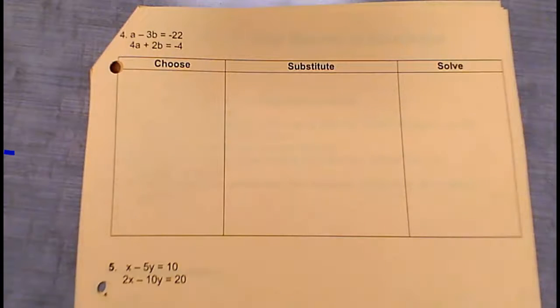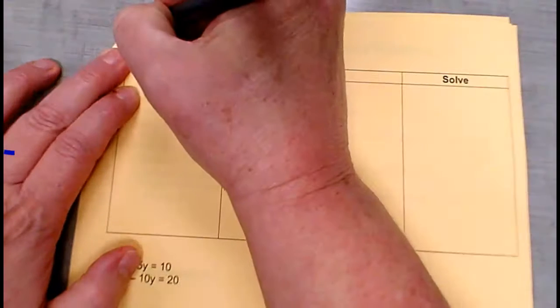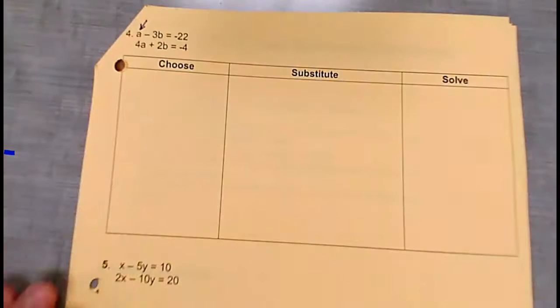Now, I want to be smart about how I do this. I am looking for a variable with a coefficient of 1. What do we know the word coefficient means? Coefficient is the number in front of the letter. So I'm looking for a letter that doesn't have a number in front of it, so that will be the coefficient of 1. That would be this one right here.